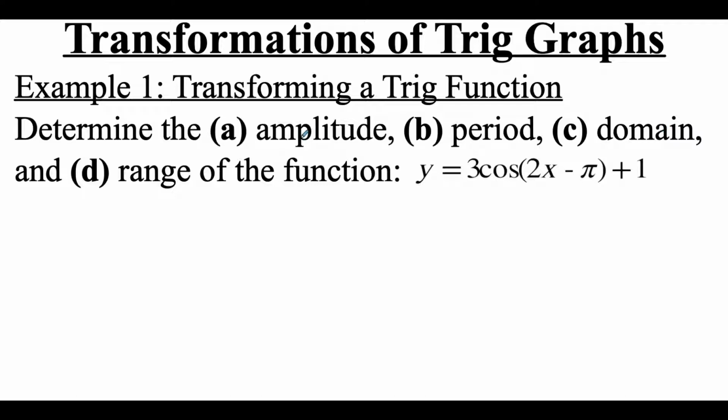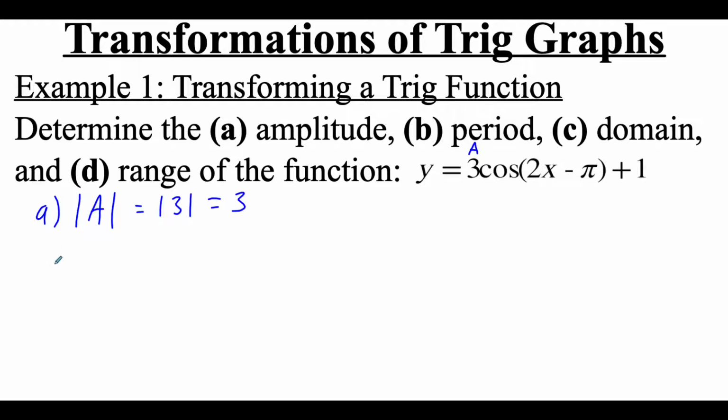As far as the amplitude goes, that's the absolute value of a, which we find at the very beginning of the function. That's your constant multiplier out in the front. So it's going to be the absolute value of 3, which is just 3. As far as what the amplitude means, that means that the waves of our graph would have a height of 3 units away from the midline.